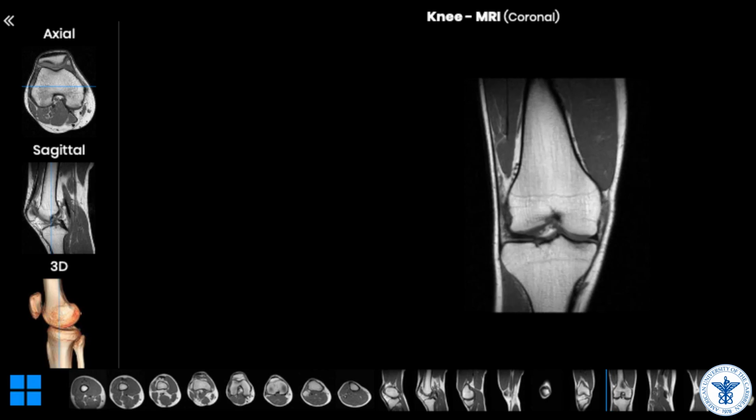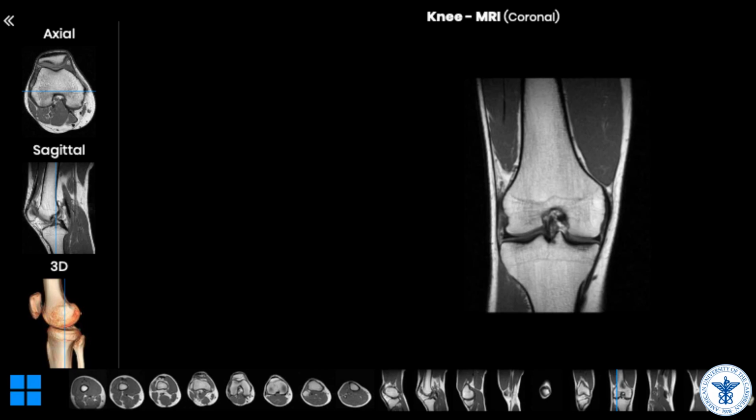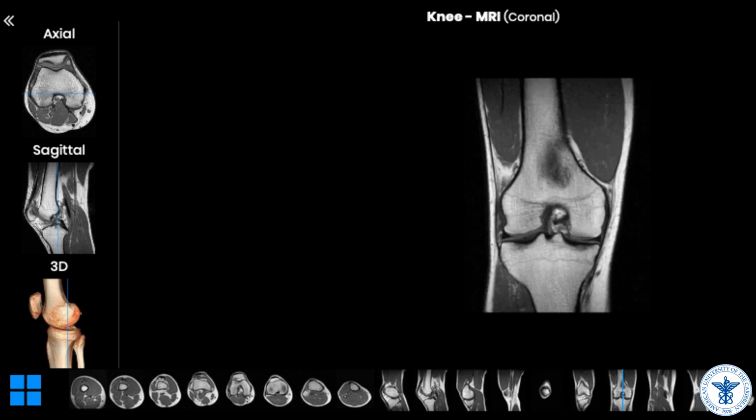The anterior cruciate ligament is a little bit in front, the first dark spot in the middle, and a little bit behind there we have the second dark spot. This one belongs to the posterior cruciate ligament.